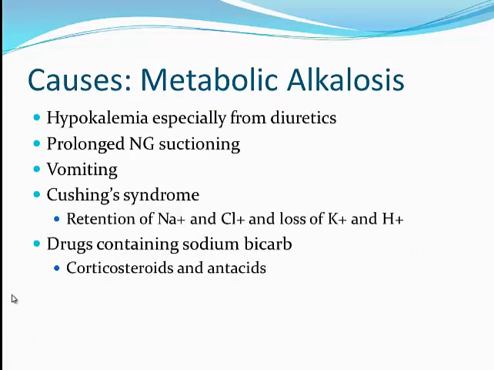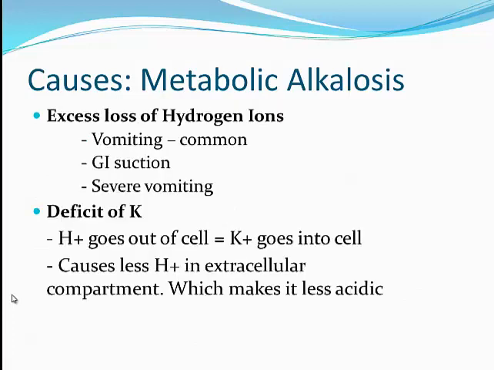Hypokalemia, especially from diuretics, prolonged NG suctioning, vomiting, Cushing's syndrome. This is because of the retention of the sodium and chloride and the loss of potassium and hydrogen. Drugs containing sodium bicarb, which are corticosteroids and antacids. Excess hydrogen loss is from vomiting or GI suctioning, severe vomiting. A deficit of potassium. So hydrogen goes out of the cell when potassium goes into the cell. This causes less hydrogen in extracellular fluids, which makes it less acidic.